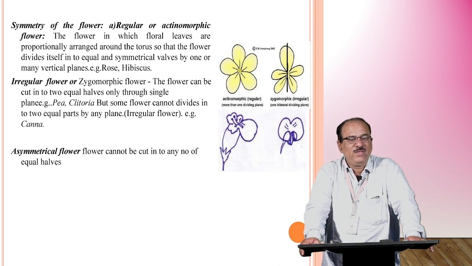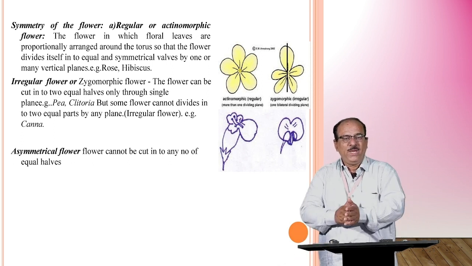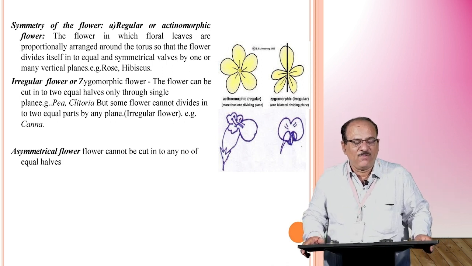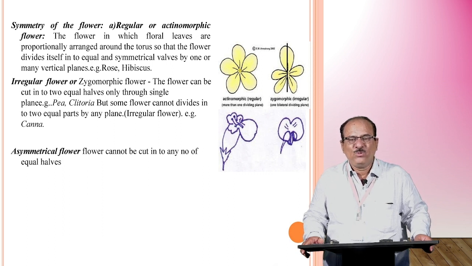The last one is the asymmetrical flower, where the flower cannot be divided into two equal halves, as in case of canna. So canna, if you try to divide it, it will not be divided into two equal halves.